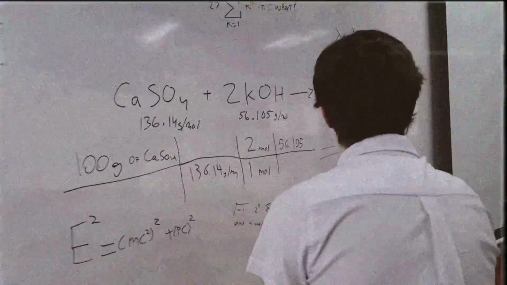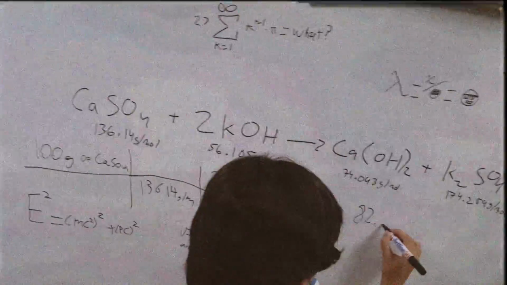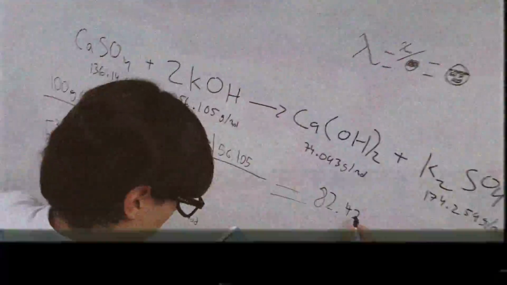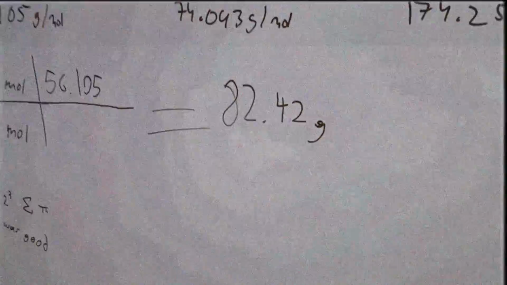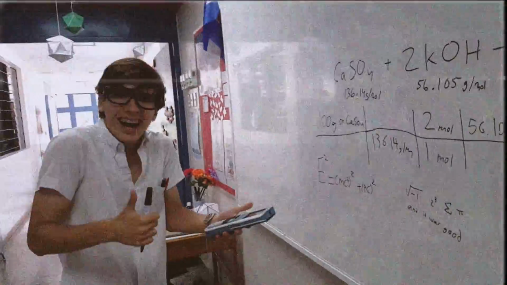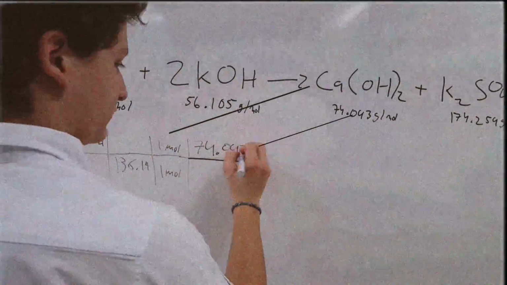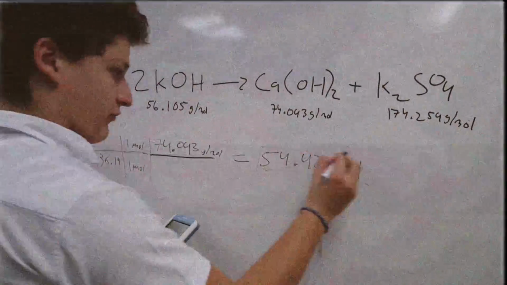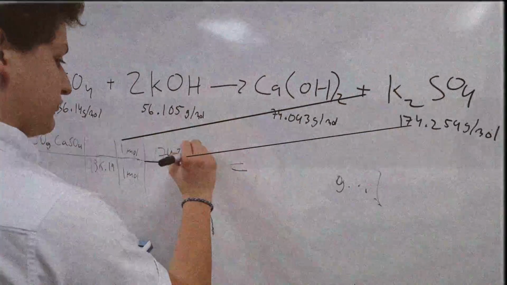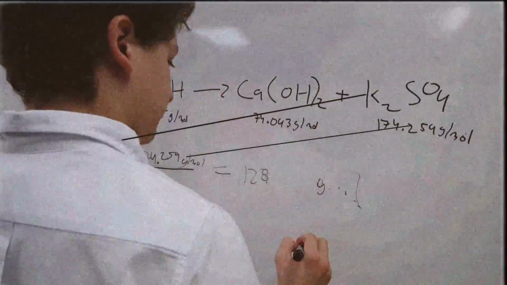After performing all that science, we can determine that 100 grams of calcium sulfate only requires this many grams of potassium hydroxide. So, potassium hydroxide is the excess amount. Yeah, now we can determine how much of the product we're going to make. With 100 grams of calcium sulfate, we can determine exactly how much of the products we're going to actually make.